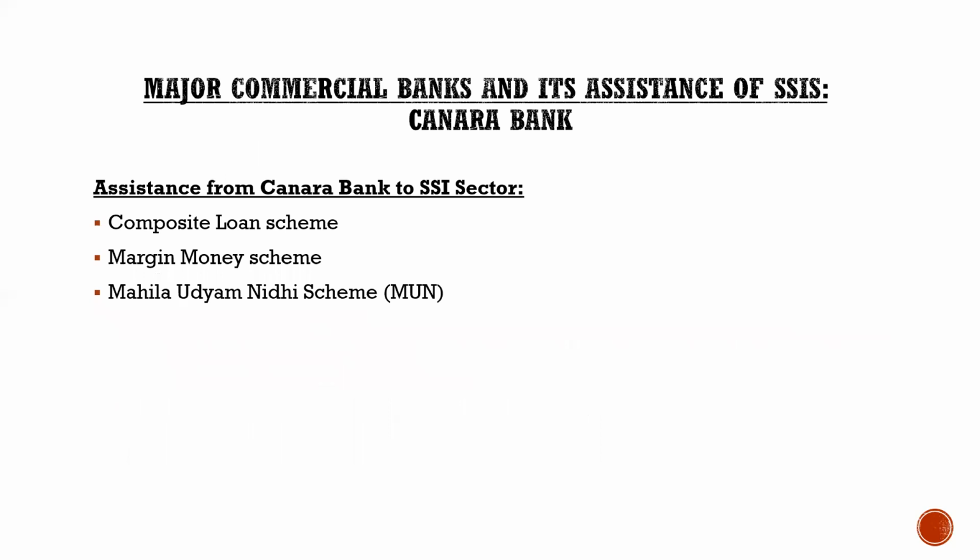Major commercial banks and their assistance. Now we will understand how Canara Bank is assisting small-scale industries. The assistance of Canara Bank to the SSI sector is in 3 forms. The first one is the composite loan scheme, a simplified scheme devised on the single window concept of RBI to suit tiny and small-scale industrial sectors.